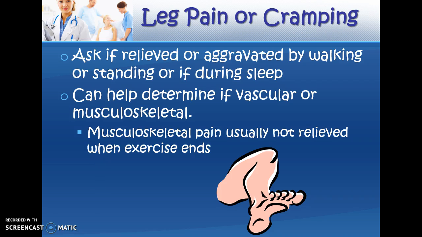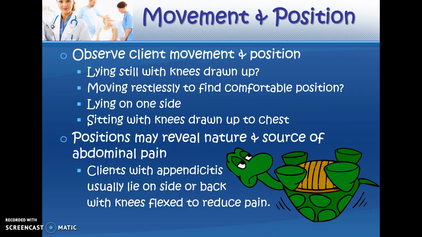Leg pain or cramping, whether it's relieved or aggravated by walking or standing, or occurs during sleep, can help determine if it's vascular or musculoskeletal. Musculoskeletal pain is usually not relieved when exercise ends. This could indicate low potassium. It could also be connected to calcium. So there are a few things that it could be connected to. So that's important for us to know about.